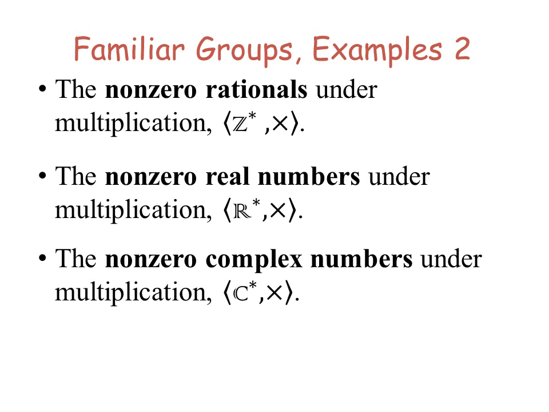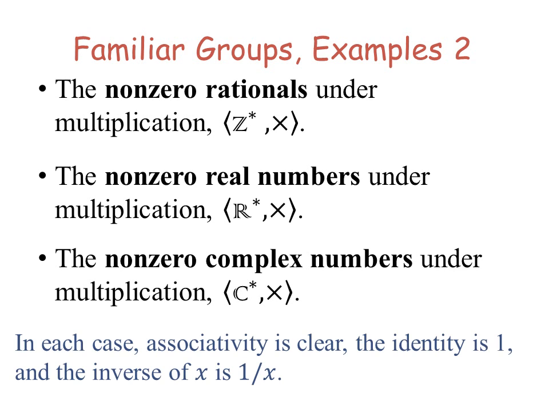Some other familiar groups include the non-zero rational numbers under multiplication, the non-zero real numbers under multiplication, and the non-zero complex numbers under multiplication. Again, associativity is clear. Since these are multiplicative groups, 1 is the identity, and the inverse of any x is the reciprocal of x.